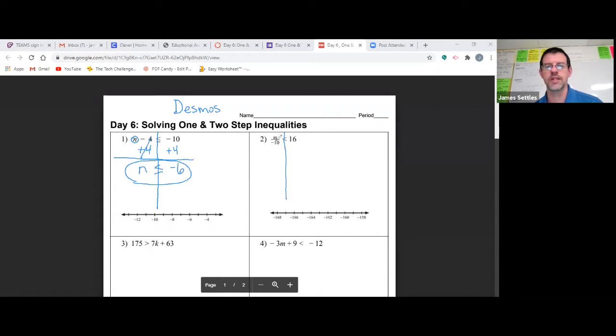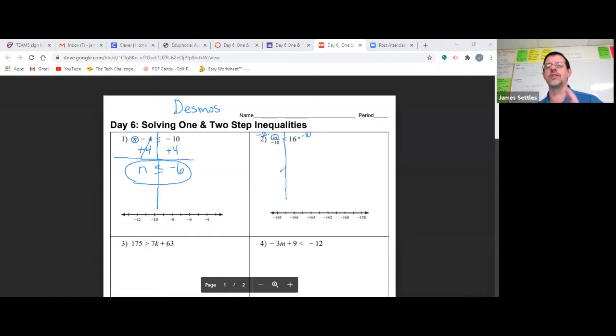So I'll give you a second to write number 2 down. And we are going to circle the m. All right, so this right here is not a fraction bar, it's division. So the opposite of division is to multiply. So we're going to multiply both sides by negative 10. So multiply by negative 10.